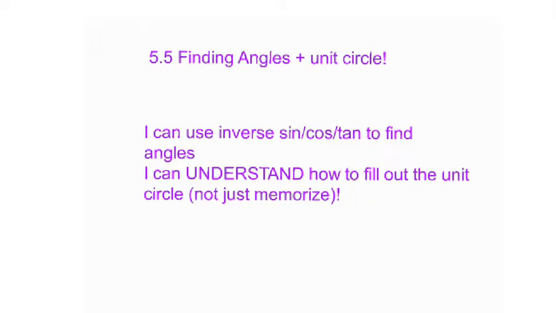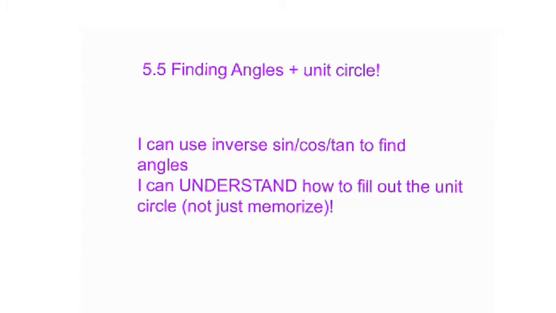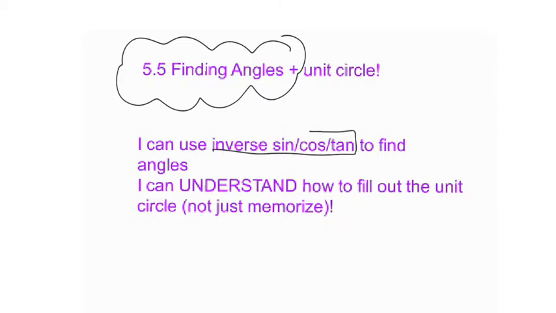All right, guys, we are kind of starting to work backwards now, talking about our unit circle and actually finding angles on our unit circle. So we're going to be using inverse sine, inverse cosine, and inverse tangent to find angles. And you're still going to be practicing filling out the unit circle because you don't have it memorized. You're going to draw pictures and figure it out from there every time, right?